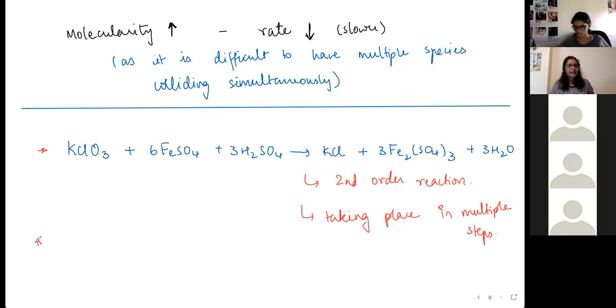Similarly, another example that we have is the decomposition of hydrogen peroxide. Do you guys remember the reaction? Hydrogen peroxide ka decomposition, H2O2. What does it decompose as? Do you get hydrogen and oxygen? Water, yeah. And oxygen. You get water and oxygen. This is the famous elephant toothpaste reaction.